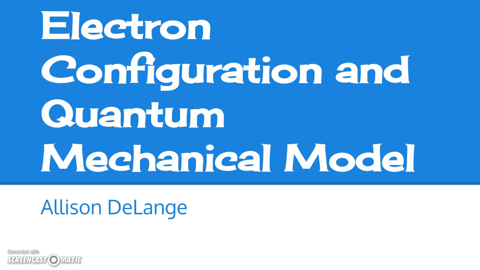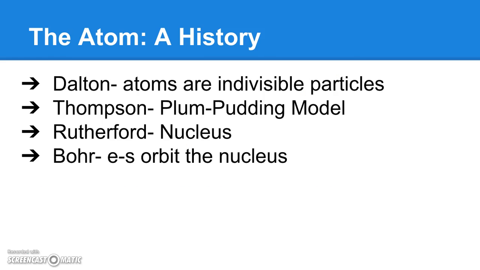So this video covers electron configuration and the quantum mechanical model, plus a few extra little things. First we're going to start off with a brief history of the atom. Dalton was the one who first said that atoms are indivisible particles. Then J.J. Thomson came along with the plum pudding model, which showed positive and negative charges scattered throughout.